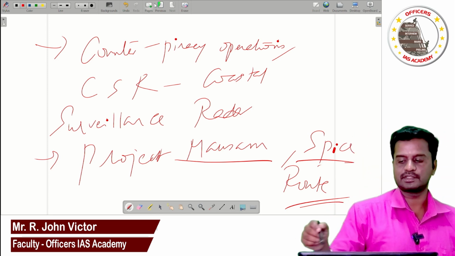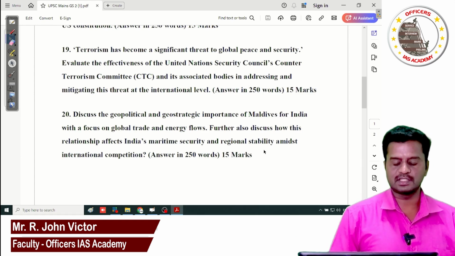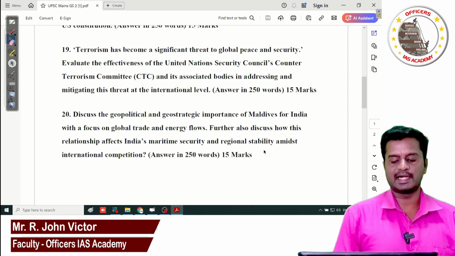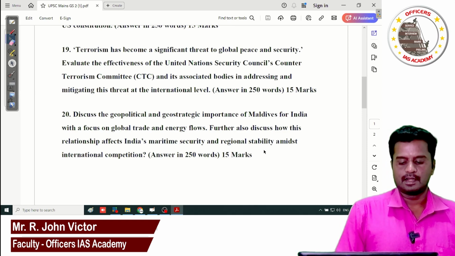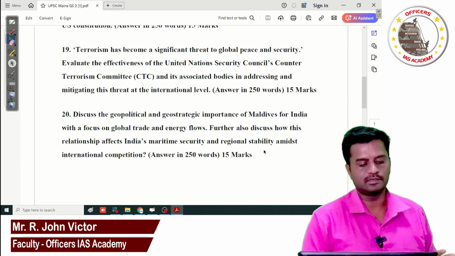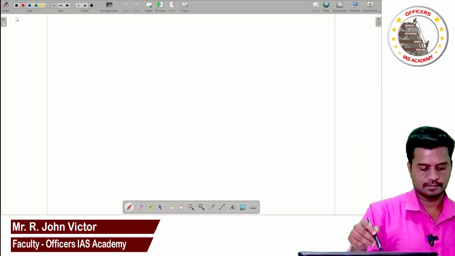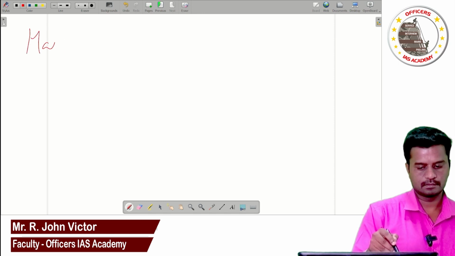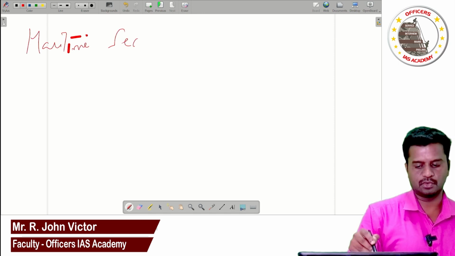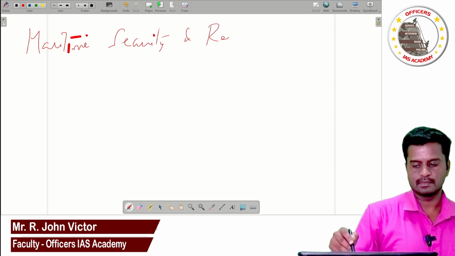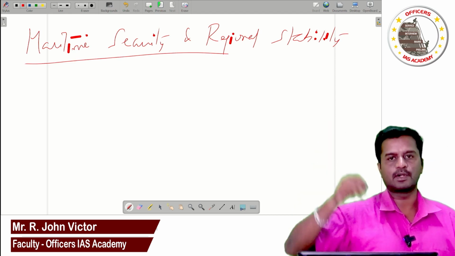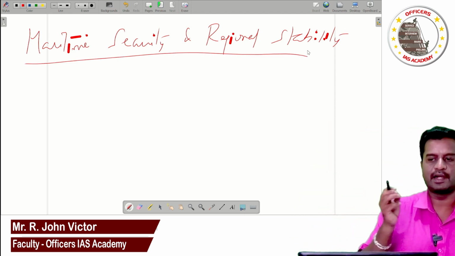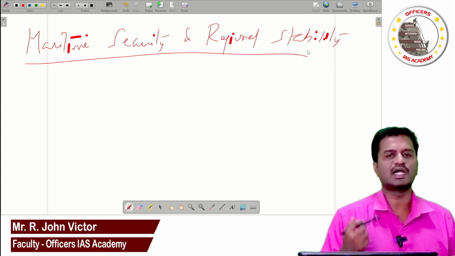Then the third part of the question, I have to discuss how this relationship affects India's maritime security and relationship amidst international competition. Here I have to mainly focus on China. Always ensure to give subheadings. You have to structure your answer properly and maintain a proper flow. You have to start with the basic point, then move over to the advanced point. Don't start the answer with the advanced point.